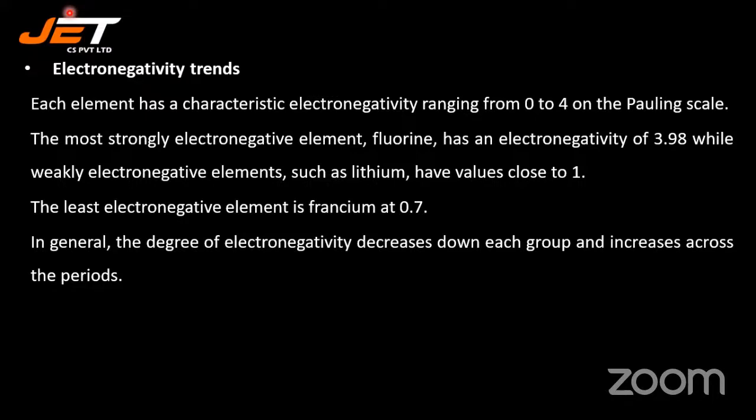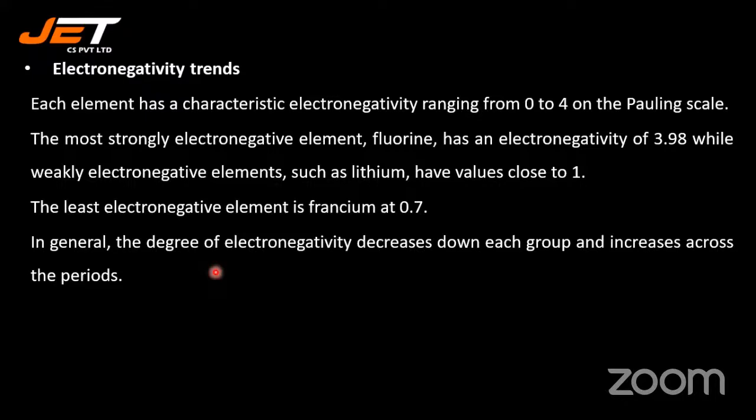So the most strongly electronegative element is fluorine. See the chart, it has a value of 4. So electronegativity of 3.98, which we consider as 4. Weakly electronegative elements such as lithium have a value close to 1. Okay. Least electronegative is francium. It has a value of 0.7. And in general, electronegativity decreases down each group, increases across the period.